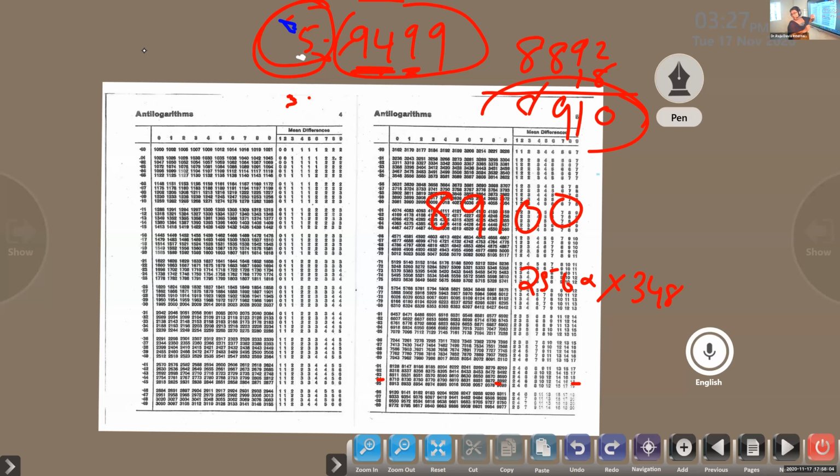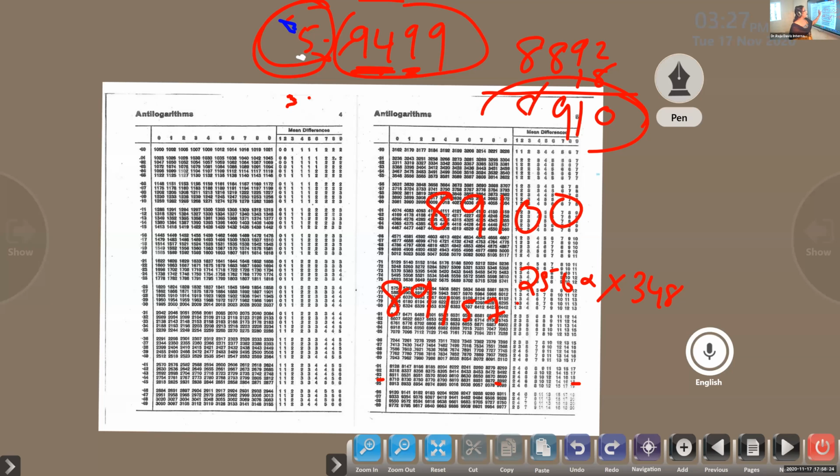For example, 0, 0, 0, yeah. But you see, children, see the difference between this number and this. The calculator answer is different, but here some decimal is different because there is no other way. So there is a limitation for logarithm.